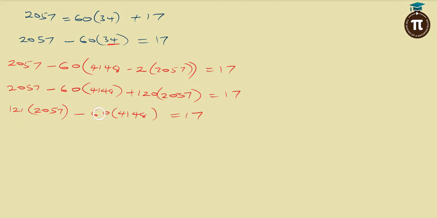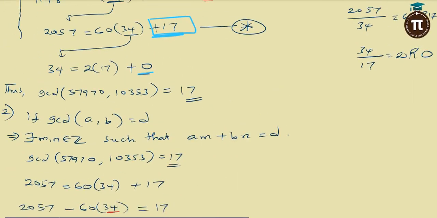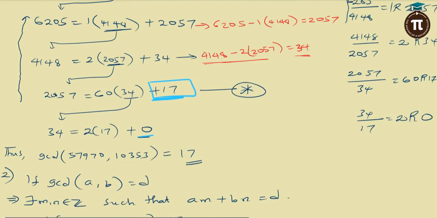If you are not sure of yourself, you can press calculator for this, then press 121 times this minus 60 times this, and check whether you will obtain 17. So you will actually obtain 17, then that means you are on the right track, you are good to go. So after that, you go back up again. The next remainder, we have already used this, is the next one we want to use. 2057 is equal to 6205 minus 4148.